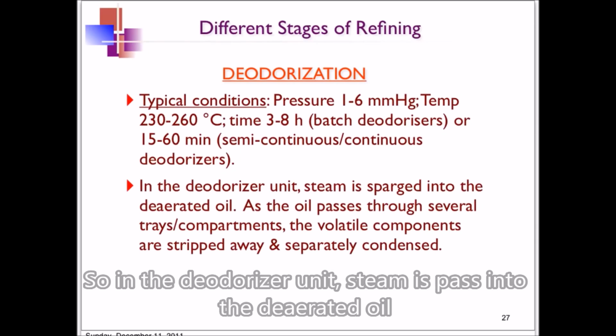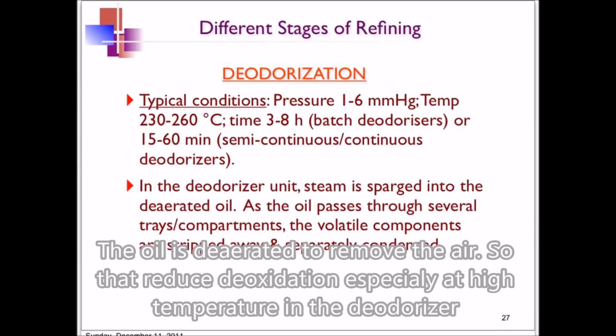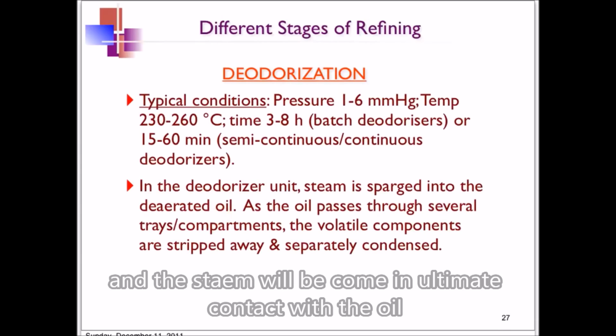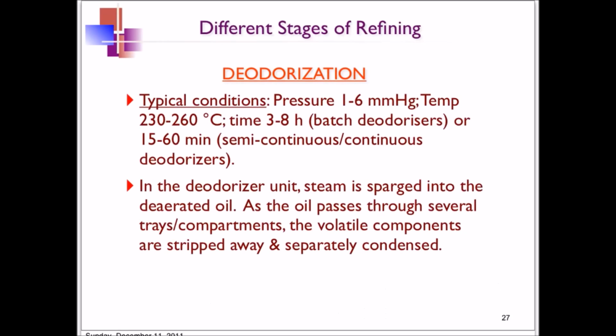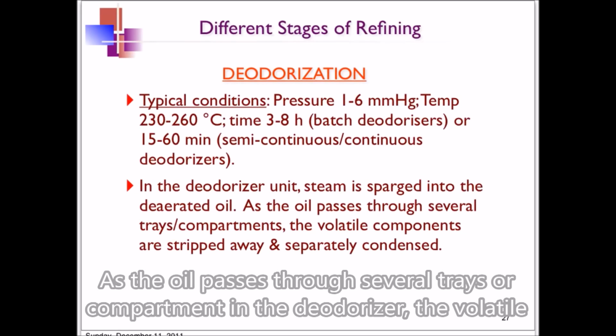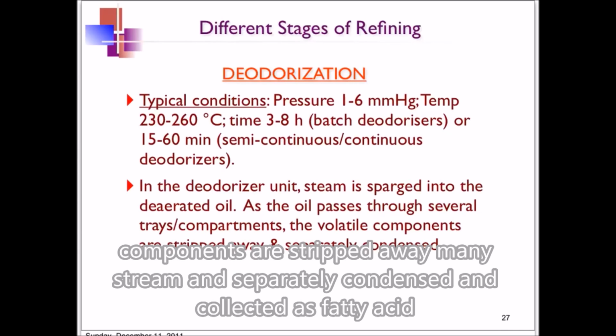So in the deodorizer unit, steam is sparged into the deaerated oil. The oil is deaerated to remove the air, so that it will reduce oxidation, especially at the high temperature in the deodorizer. And the steam will come into intimate contact with the oil. So as the oil passes through several trays or compartments in the deodorizer, the volatile components are stripped away by the steam, and then separately condensed and collected as the fatty acid distillate.